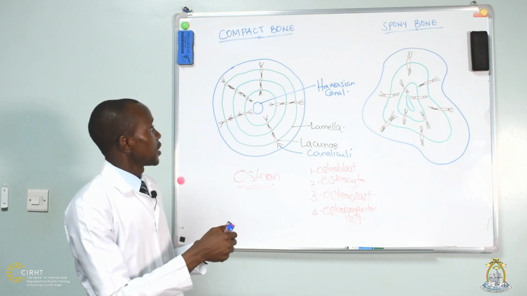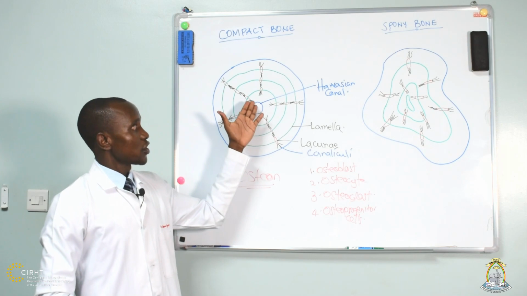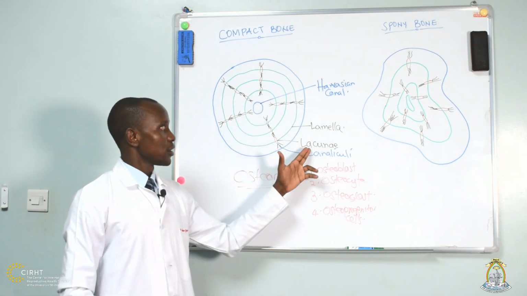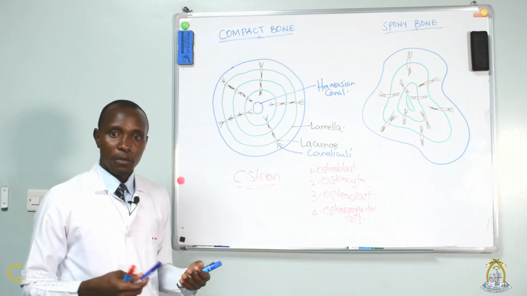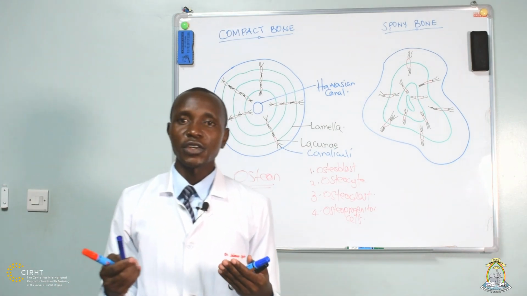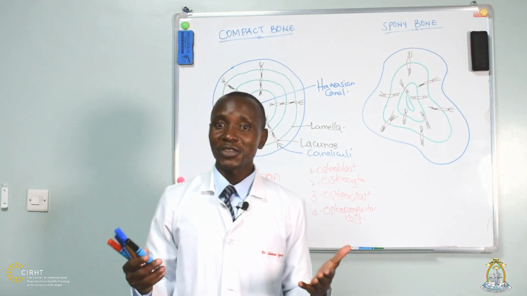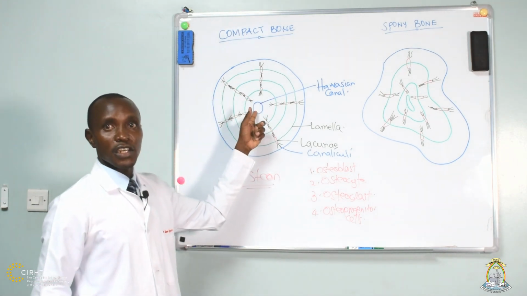Another notable structure that you find within the bone, I've already talked about, the Haversian canal. We have the lamella, the lacunae, and the canaliculi. Bone is a living tissue. It must receive innervation as well as blood vessels. But within the bone, where do you find the blood vessels and the nerves? They are running within the Haversian canal.